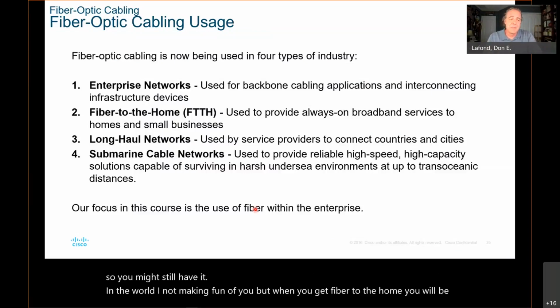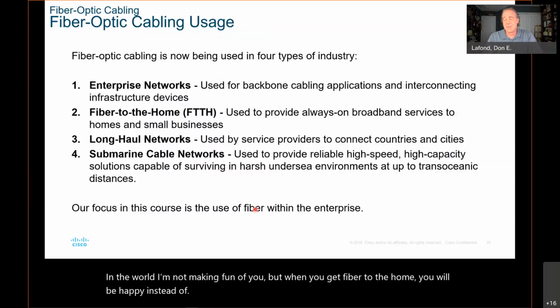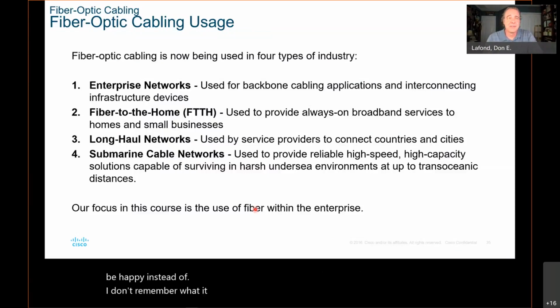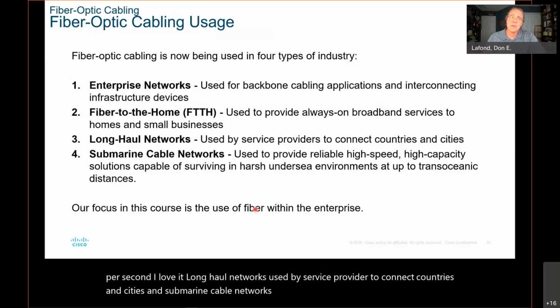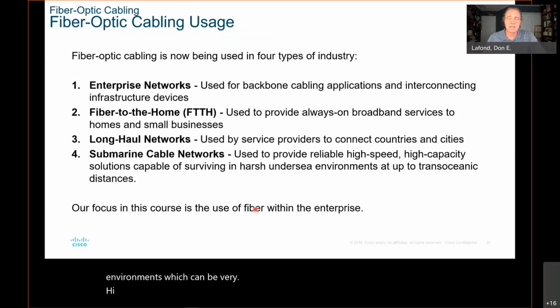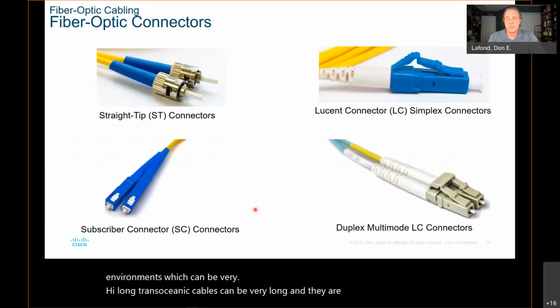Instead of, I don't remember what it was, 2K per second, my fiber is 800 megabits per second, and I love it. Long haul networks used by service providers to connect countries and cities, and submarine cable networks used for undersea environments, which can be very long. Transoceanic cables can be very long, and they're protected better than the one out in my yard.